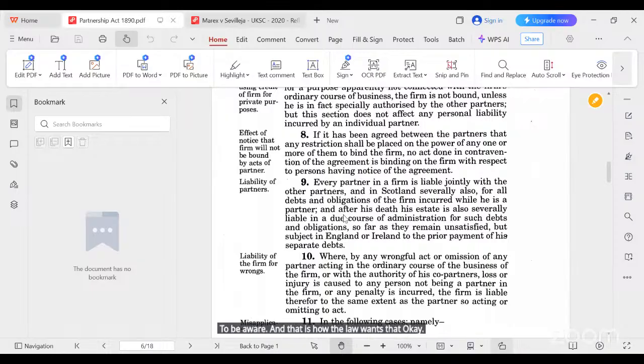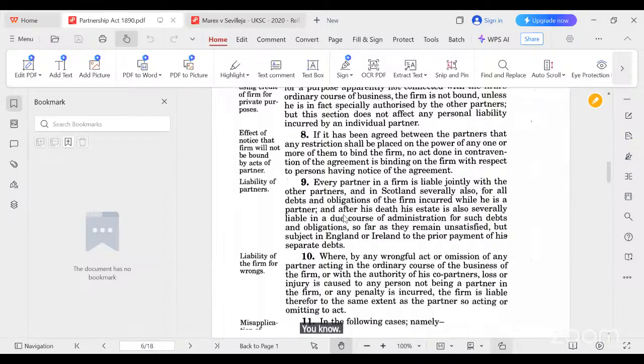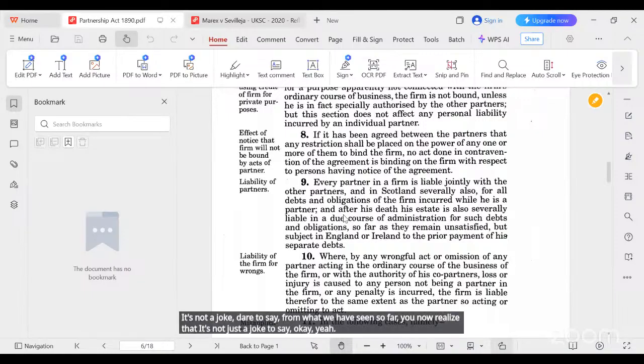Okay? So in this kind of situation, you realize that this is used to state the position of the law to the partners so that they can have a better understanding of their positions and what they could do about it. But right now, we are trying to extract what binds them, which they have to be conscious of in dealing with themselves and in their negotiation or putting up their agreement. So it's not a joke. From what we are seeing so far, you realize that it's not just a joke to say, okay, you're a partner, but you must be interested in the agreement and the content of it, because that is where you settle your matter before problems start. And if you overlook it, then you may be in trouble.